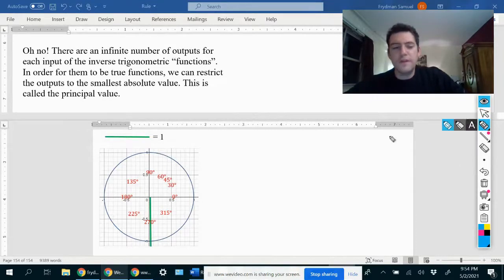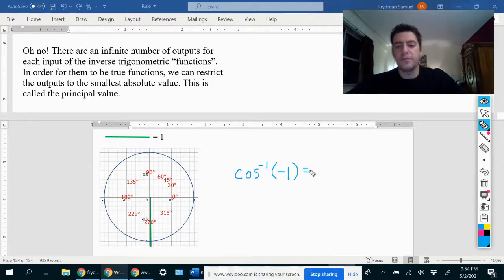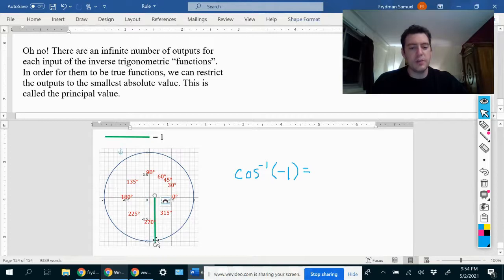Now, what if I had something like this, the inverse cosine of -1? I'm just going to find two possible answers here. Uh-oh, messed that up a little bit.